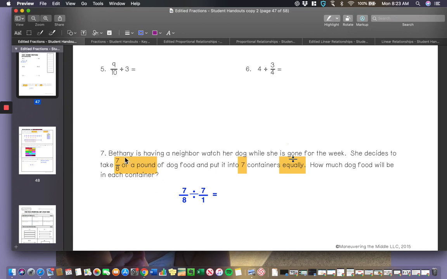Well, what do I know? I know I have 7/8 of a pound of dog food. I want to take the 7/8 of a pound and put it into 7 containers. So I'm going to be splitting that 7/8 equally into 7 different containers. So I take 7/8 and I divide it by 7. And remember, we're keep, change, flipping.